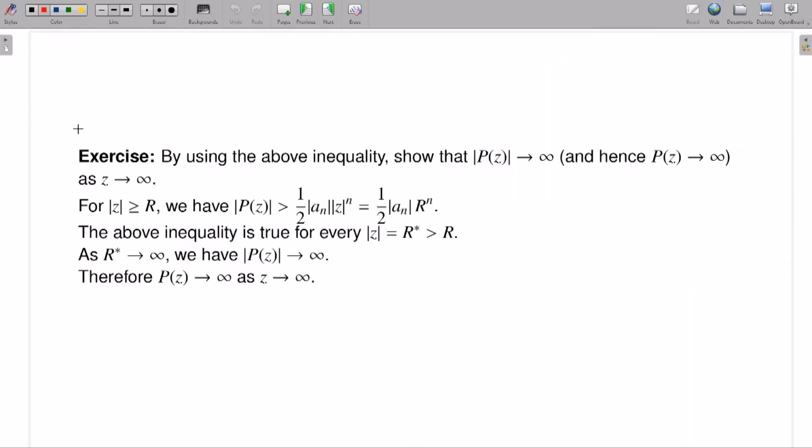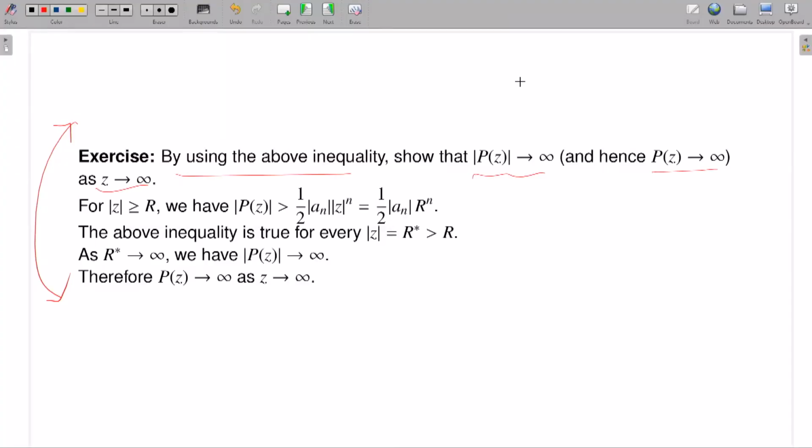So the first observation is this one from the last theorem. It says that once I have this inequality, by using the above inequality, modulus of p(z) blows up, and hence p(z) approaches infinity as z approaches infinity, and that is true. Why? Because since I am trying to conclude that modulus of p(z) is going to infinity, you just care about the lower bound, not the upper bound.